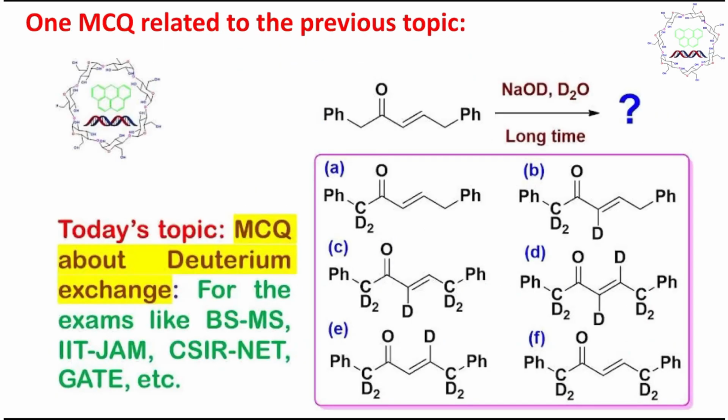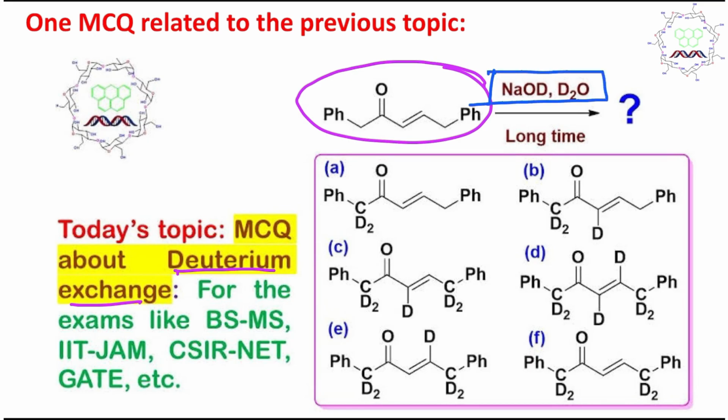Not only that, there is one MCQ which I have already uploaded, about this deuterium exchange. If you keep this compound, I am giving the hint, in sodium deuteroxide in deuterium oxide for a longer time, it exchanges deuterium. So which portion? In this case there are four types of protons: one proton here, one proton here, one proton here, and one proton here. So 1, 2, 3, 4 types of protons. Which proton is expected to be replaced? Please try by yourself and write your answer in the comment box.